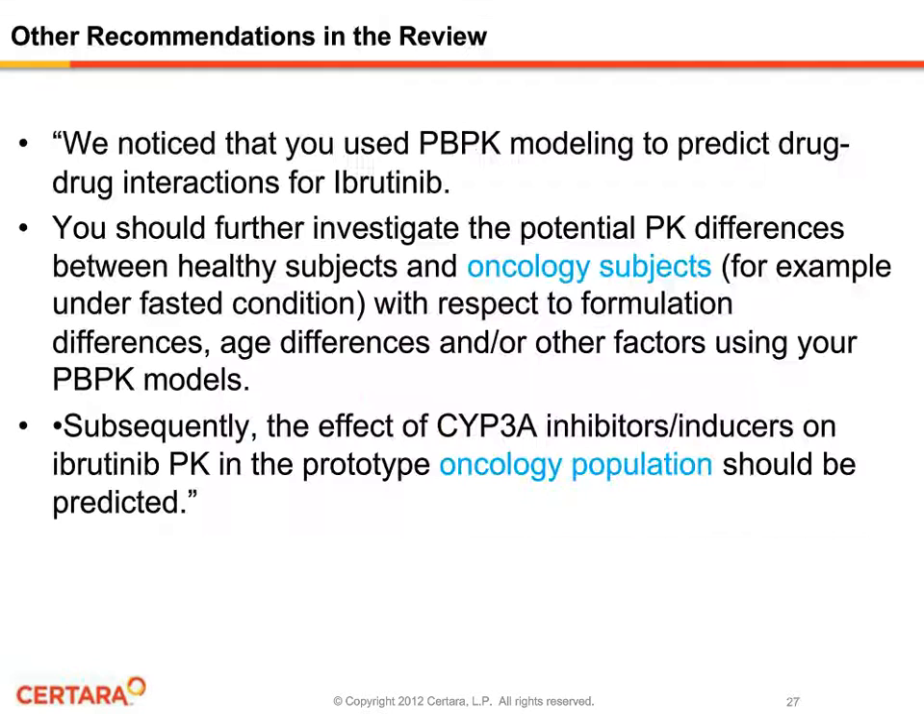One of the other important aspects that I noticed is in the review statement here, where the PBPK modeling was reviewed, it says, we noticed that you use PBPK modeling to predict drug interactions. You should further investigate the potential PK differences between healthy subjects and oncology subjects. And I think this is very, very important because in many of the examples that I've seen so far, even though we're more interested in what happens in the patient population, a model is developed in the healthy volunteer situation and then not necessarily applied to the population of interest. So this is just one thing that I picked up.